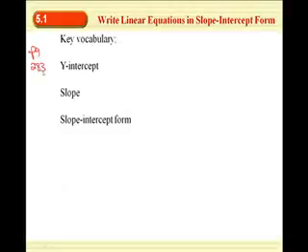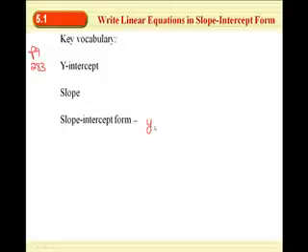We just finished Chapter 4, where we introduced linear equations and some new stuff, and Chapter 5 kind of continues along with the same things, so this should look familiar to you. The name of the lesson is Writing Linear Equations in Slope-Intercept Form, so let's just start with that.